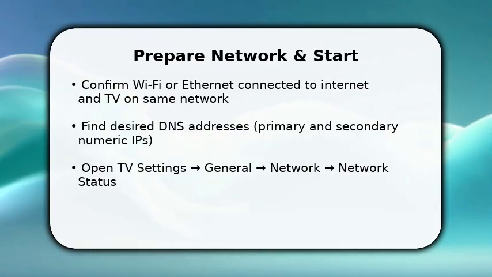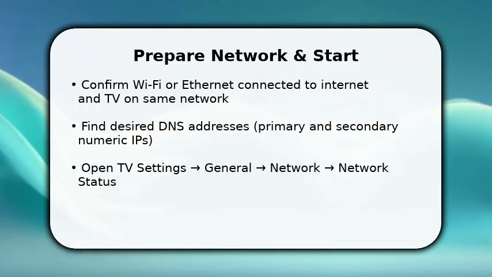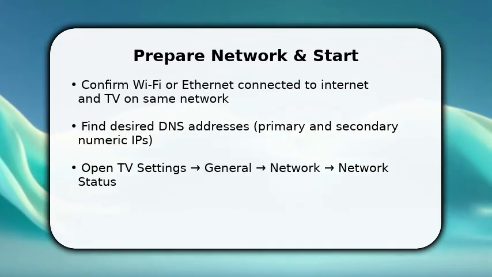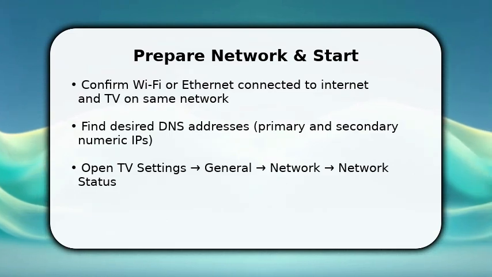Now navigate. Settings, General, Network, then select Network Status to access IP settings. This sequence takes you directly to the network summary, so you can move from checking connectivity to editing DNS. Make sure to use numeric DNS entries, rather than names, to avoid resolution errors.